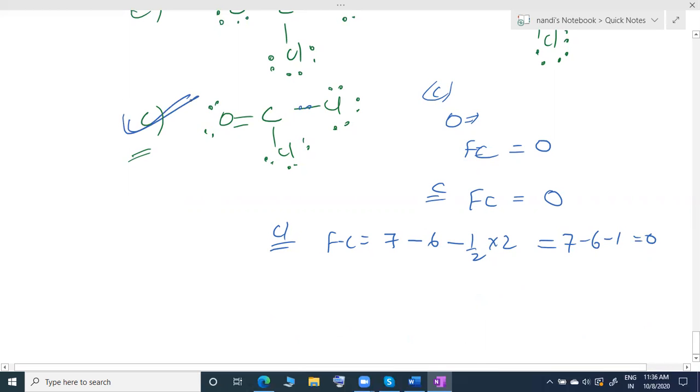So this is the formal charge. What is the role of formal charge? You can find out individual atoms' charges in the given molecules. That's the main use of formal charge.